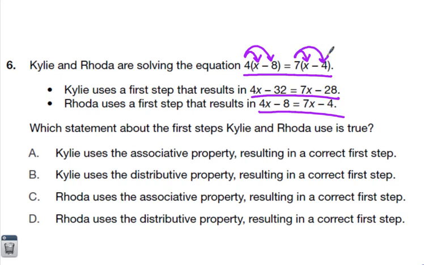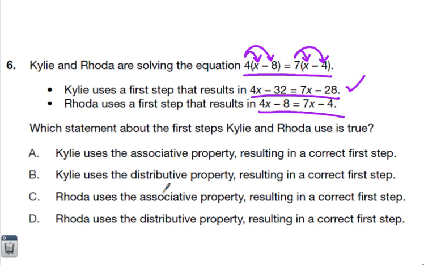Please know about the distributive property for more ways than one. Please know how the distributive property works before going into the Keystone exam. And that's obviously what's happening here. It looks like Kylie did it correctly because you have to distribute the 4 to both the X and the -8. And you have to distribute the 7. You have to multiply the 7 to both the X and the -4. So Kylie is correct. Rhonda is not correct.